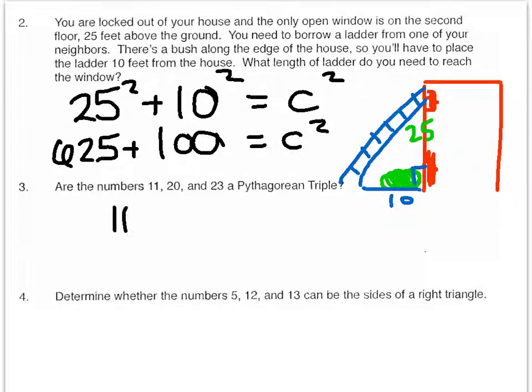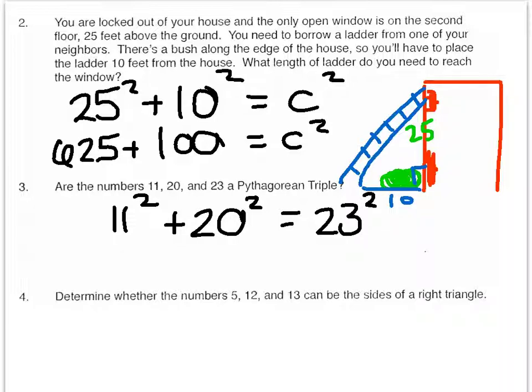For number 3, plug it into the Pythagorean theorem. 11 squared plus 20 squared equals 23 squared. We're going to find out if that is true. Again, the longest side must be c. It's got to be the hypotenuse. 11 squared is 121. 20 squared is 400. Can someone please tell me what 23 squared is?